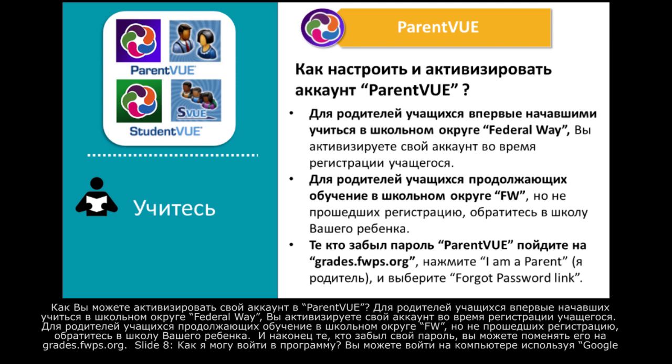How can you set up or activate your ParentView account? For new families to Federal Way Public Schools, you created your account during student registration. For current FWPS families that have not registered, please contact the school office. Finally, for those who forgot their password, you may reset at grades.fwps.org.